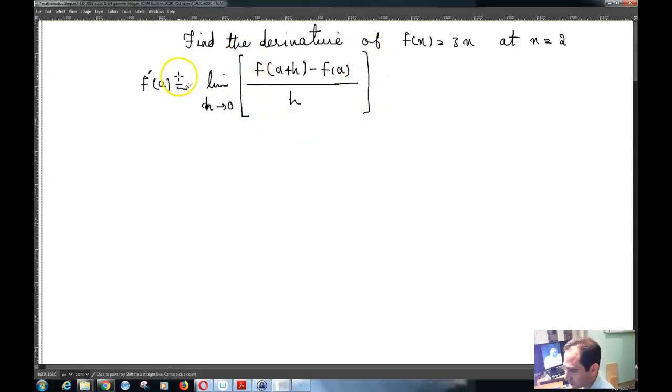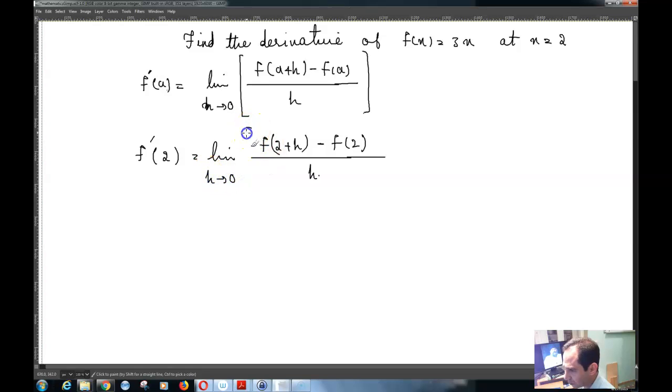So now, based on this, f prime of x at x is equal to 2 would be f prime of 2, which is equal to the limit of f of 2 plus h minus f of 2 over h, as h tends to 0. And you need to calculate f of 2 plus h and f of 2 and put them over here. Now, f of 2 plus h is equal to 3 times 2 plus h, which is equal to 6 plus 3h.